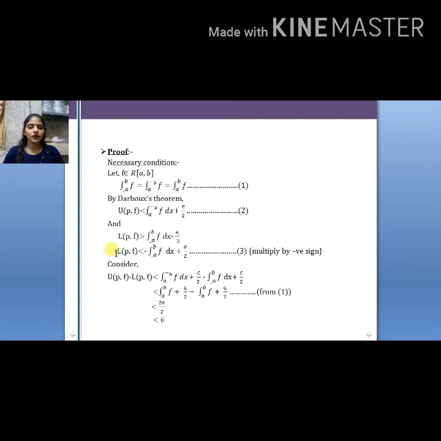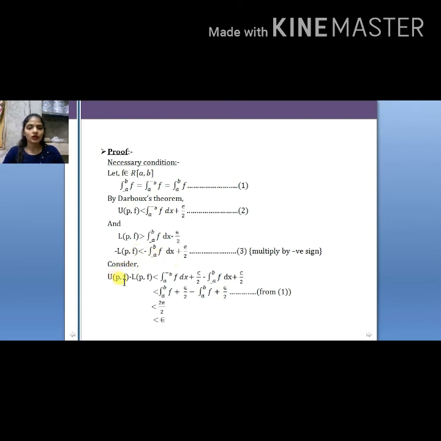Here, therefore, minus LPF is strictly less than minus integration from a bar to b f dx plus epsilon by 2. We multiply by the negative sign on both sides, so the inequality also changes. Strictly greater than becomes strictly less than.